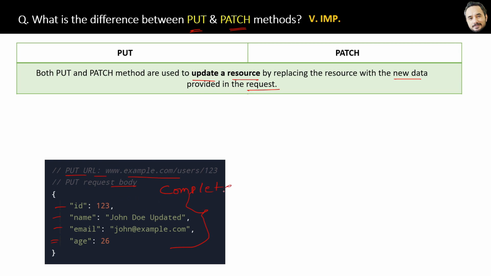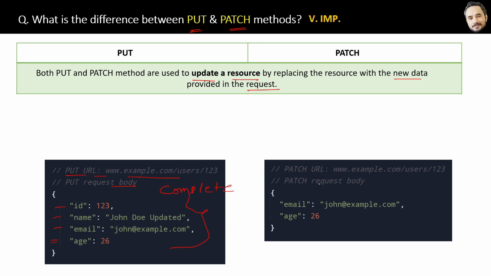Complete. Okay, now listen carefully. Here is the PATCH URL and PATCH request body. Here the URL is the same, but in the PATCH request body the client will only send those fields that need modification, not all the fields. For example, in this case, we only want to update the email and age of this user 123. So this will not impact other fields of the user. It's not a complete update. It's just a partial update.